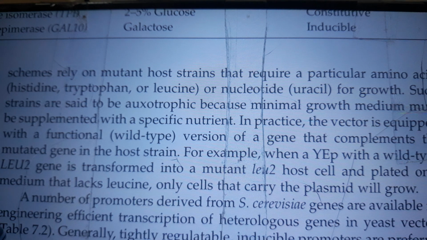In practice, the vector is equipped with a functional wild-type version of a gene that complements the mutated gene in the host strain. For example, when a YEp with a wild-type LEU2 gene is transformed into a mutant leu2 host cell and plated on medium that lacks leucine, only cells that carry the plasmid will grow.